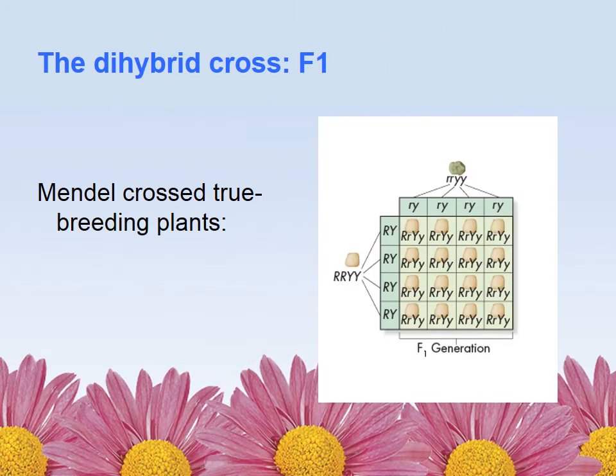So in the dihybrid cross, for the parental generation, you will cross two true breeding plants. And you're looking at two different traits on the plant. In this case, we're looking at round and yellow, and wrinkled and green.